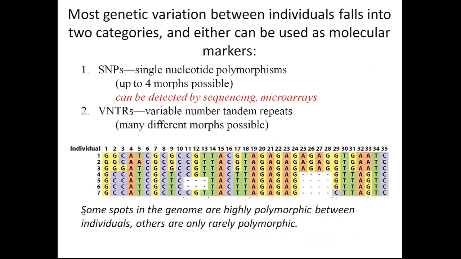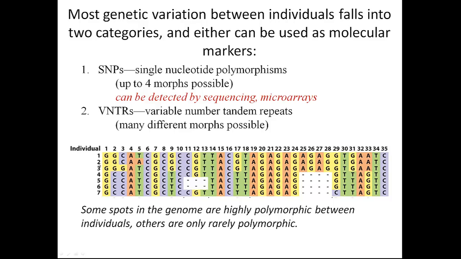So most variation between individuals falls into two categories. Either those are SNPs. SNP stands for single nucleotide polymorphisms. The other kind is something called VNTRs. You'll find a number of different names for these, but the idea of this is that it's a variable number of repeats. So let's just use this particular figure to illustrate what a SNP is versus a VNTR.